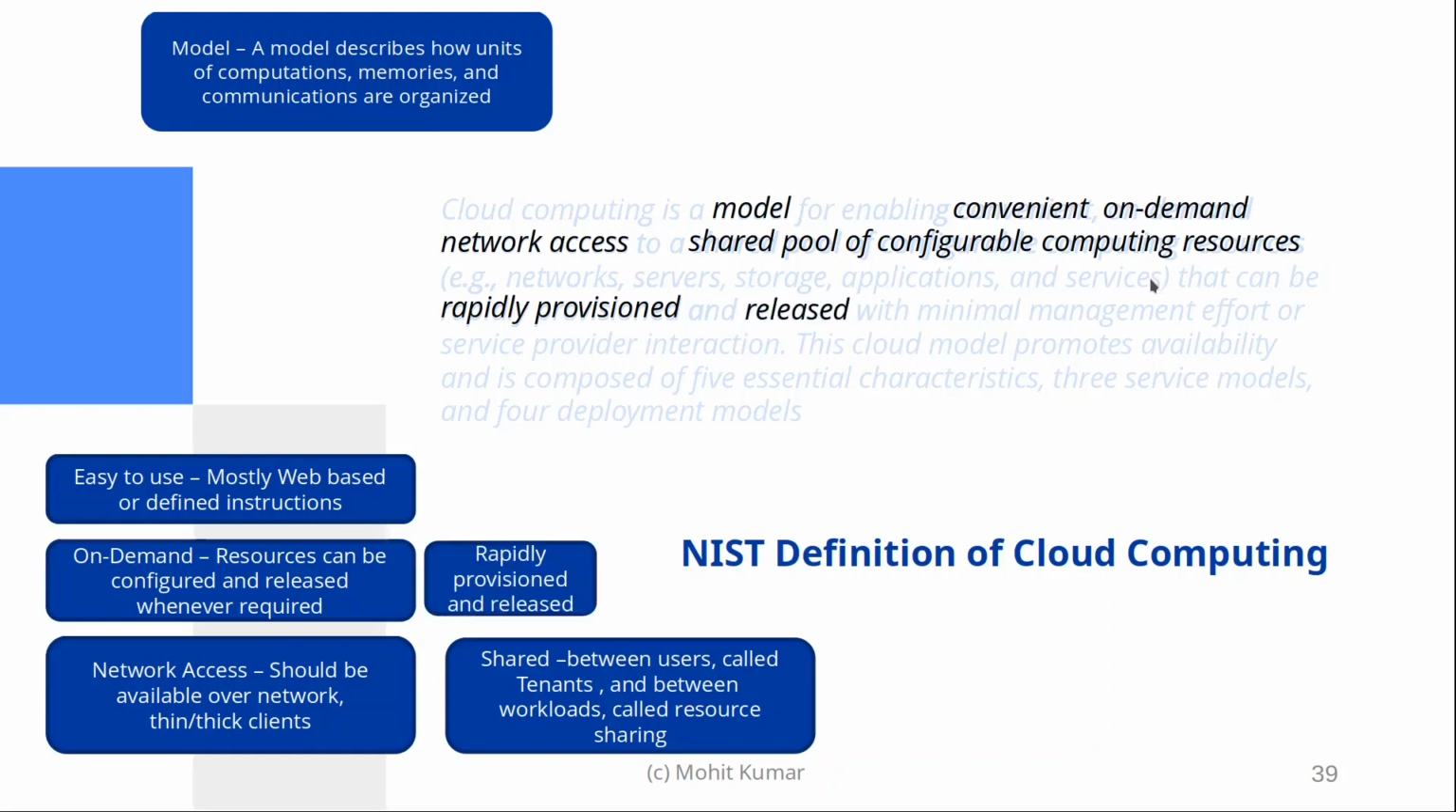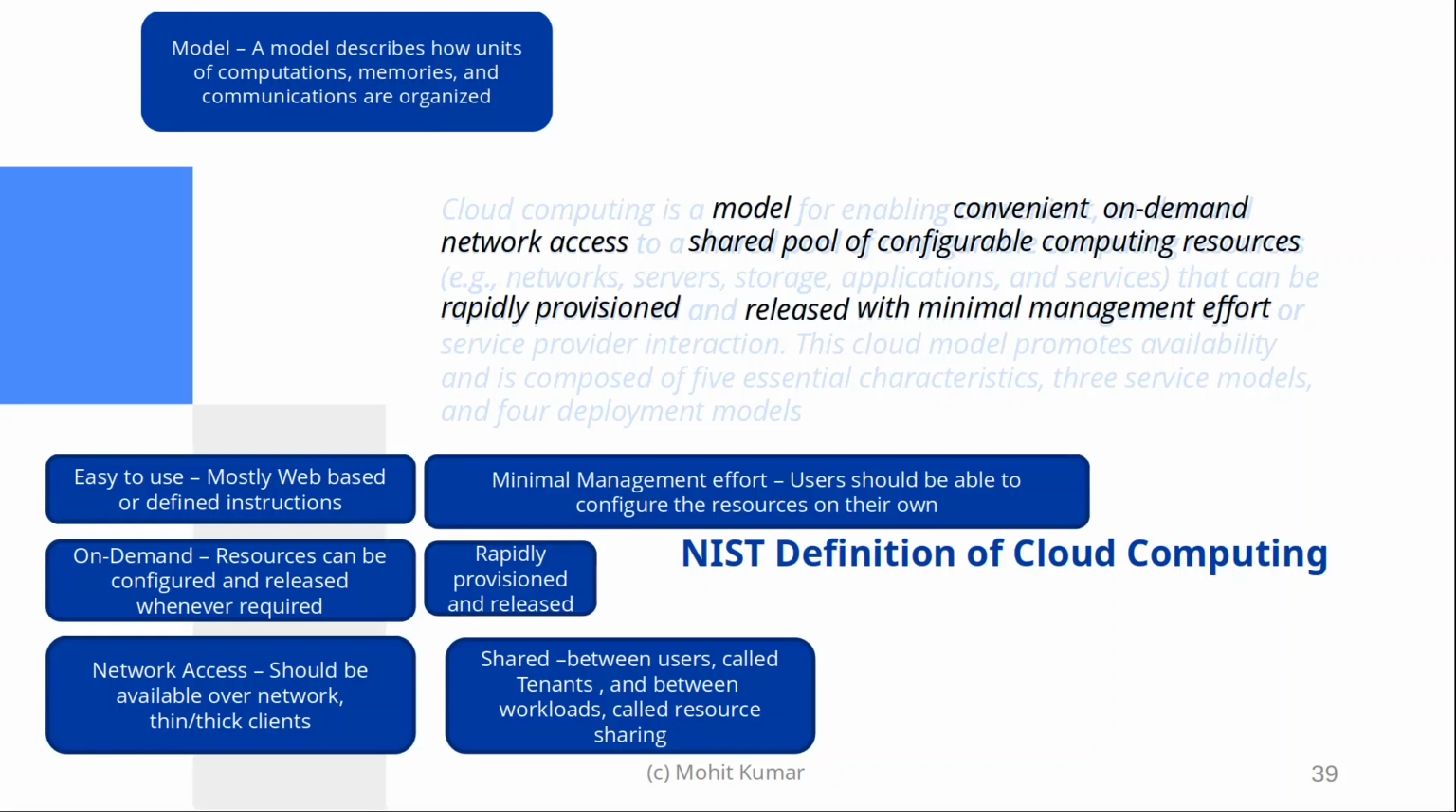One thing is to provision it. The next thing is releasing it. It means once you provision it, you should release it as well. This is the term elasticity. It means whenever you have some demand, you should be able to increase the resource and then reduce it when the demand reduces, so that your efficiency is always top of the chart. With minimal management effort, as I've already mentioned, you should not require someone else to do it for you. You should be able to do it yourself.